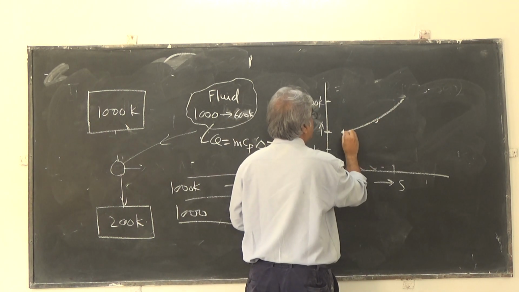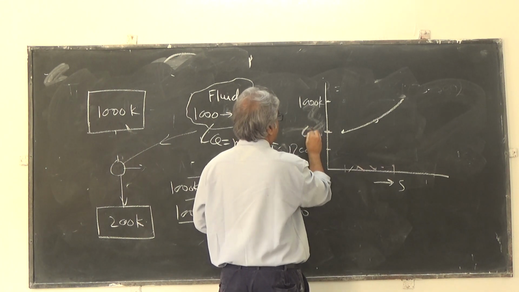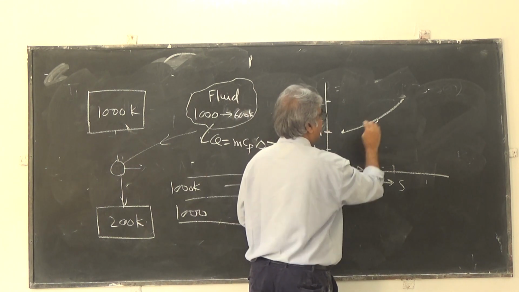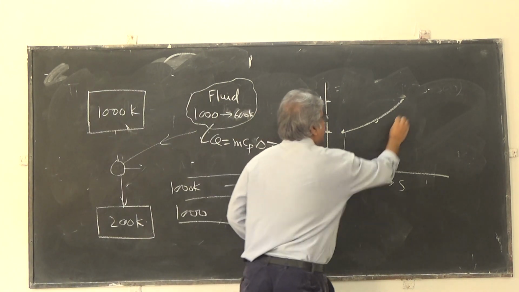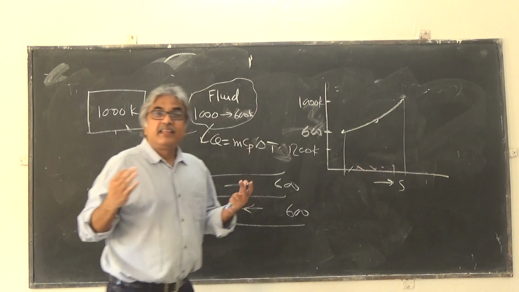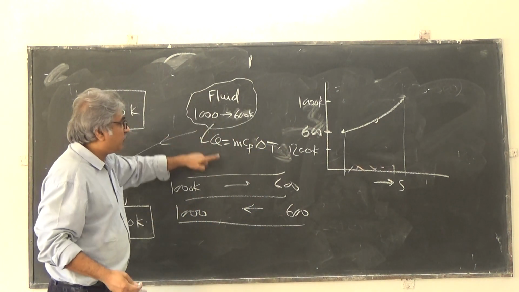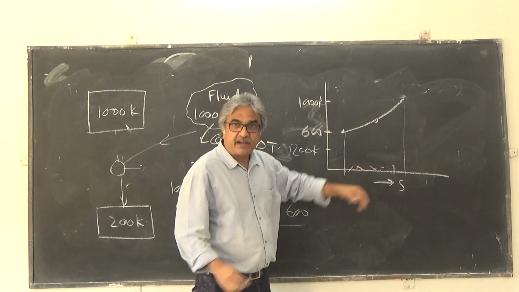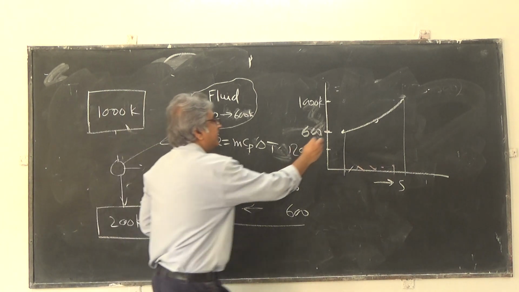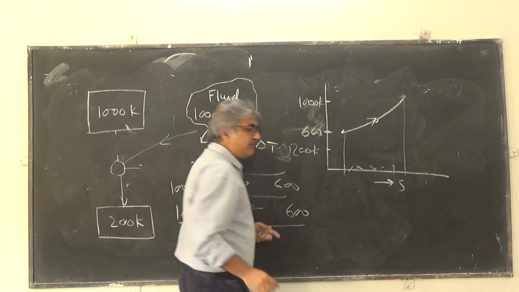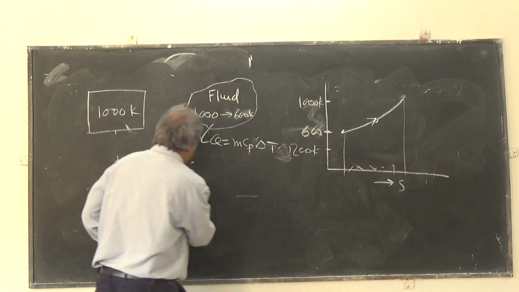So you are moving from 600 to 1000. Okay, 600 to 1000, and this area will be the total heat supplied, total heat Q, that is given by this area. Okay, I hope this is clear. Now this is 600 to 1000. This is the line. Okay, and then we can do exactly as we did in the previous case.